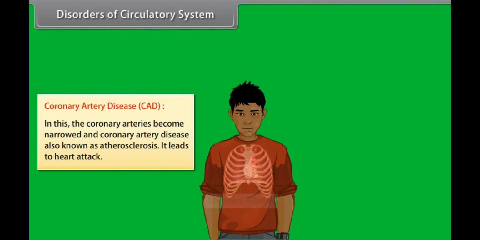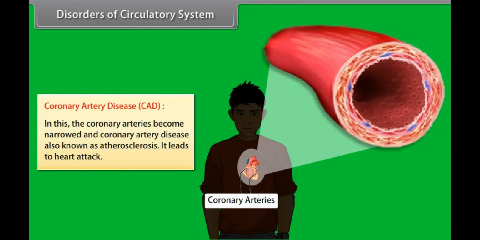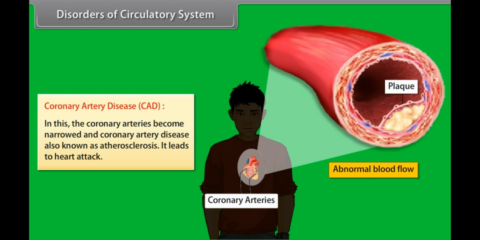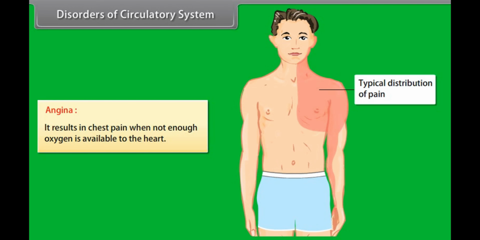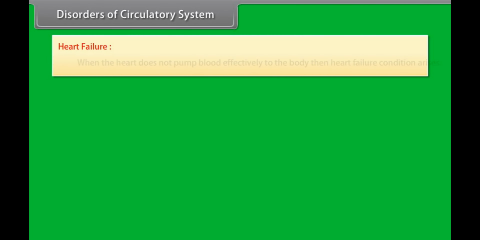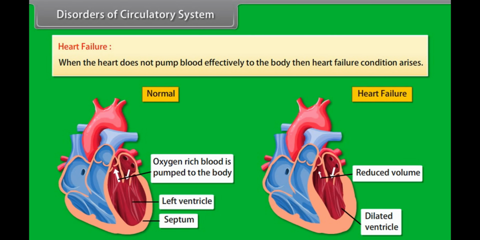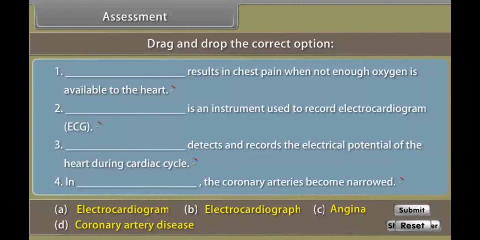Coronary artery disease or CAD. In this, the coronary arteries become narrowed, also known as atherosclerosis. It leads to heart attack. Angina results in chest pain when not enough oxygen is available to the heart. When the heart does not pump blood effectively to the body, then a heart failure condition arises.